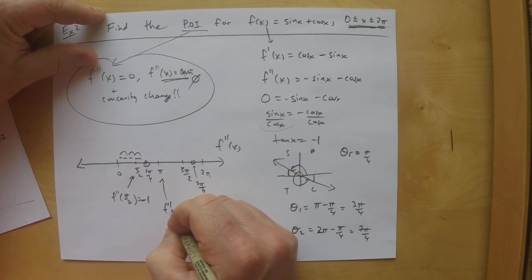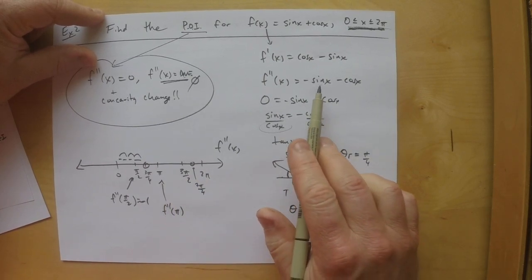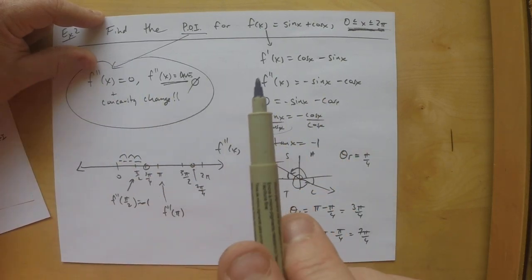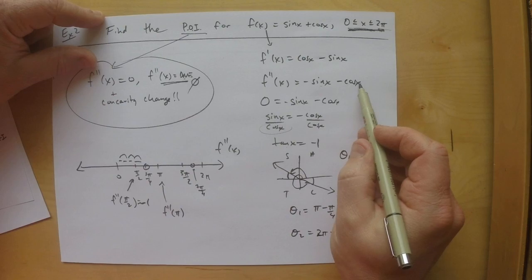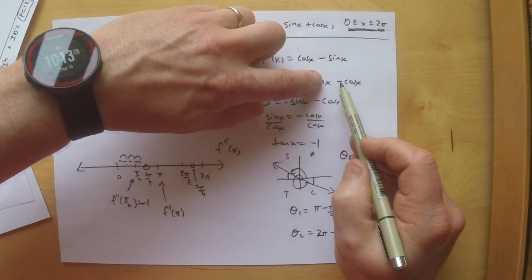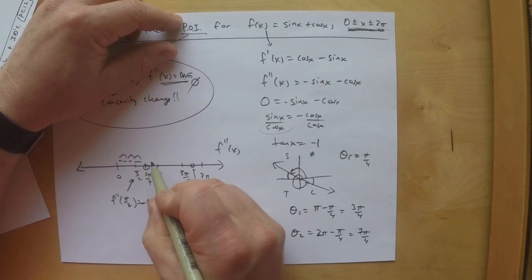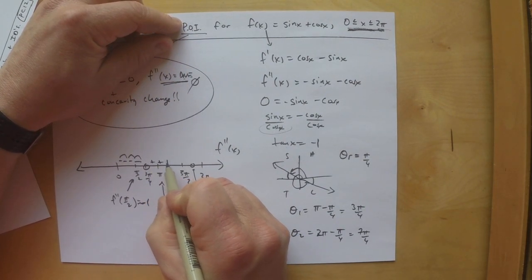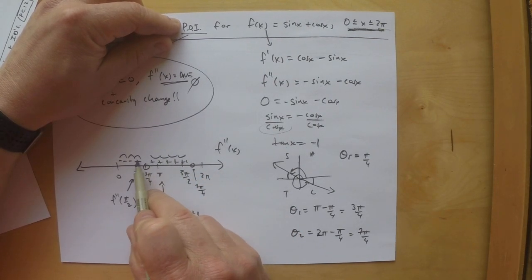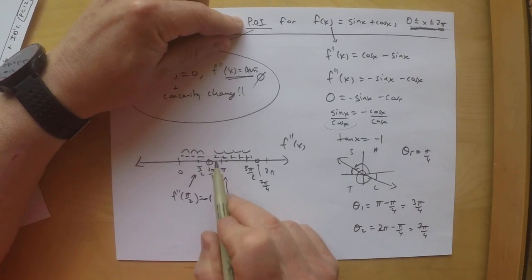Now let's try the second derivative at pi. What's sine of pi? I have to think about the sine graph. Sine of pi is 0. Cos of pi is negative 1. But it's a negative in front, so that spits out positive 1. So now I can see this is positive concavity here. It's concave up. This is a point of inflection because concavity changes.